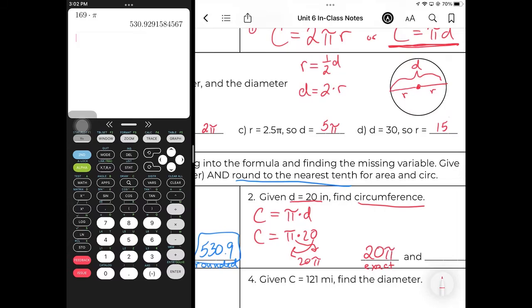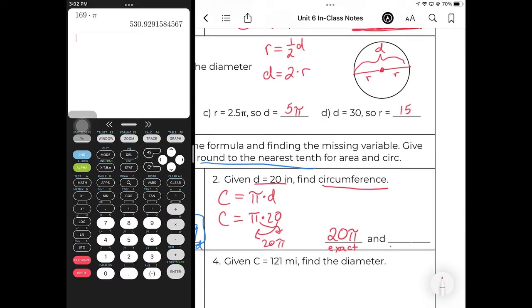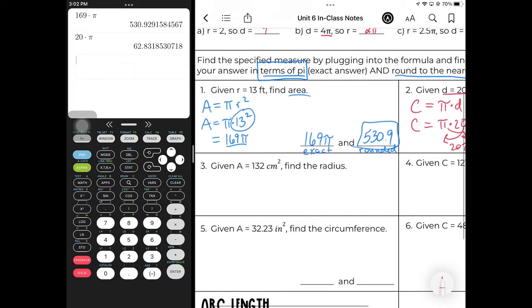But to get the rounded answer, I need to actually do that in my calculator. I need to do 20 times pi. And I get 62.8. Now, for the sake of time in this video, I'm going kind of quickly, so if you need to pause it all to copy things down, go ahead and do that. Otherwise, we're going to move forward.